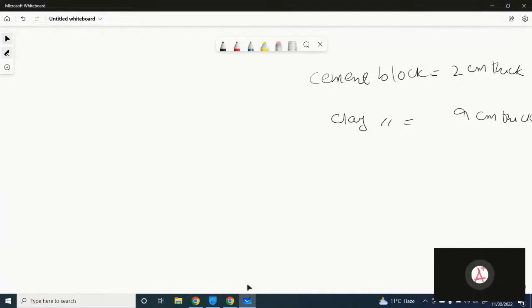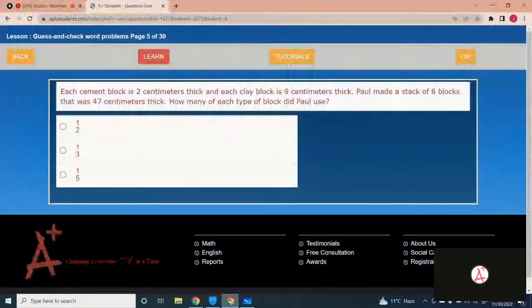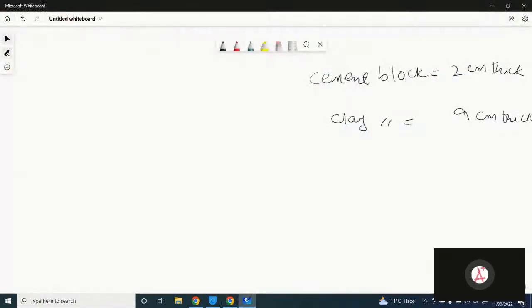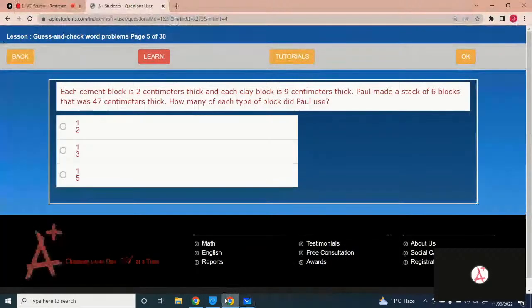Okay, so Paul made a stack of 6 blocks that was 47 centimeters thick. Okay, 6 blocks, and how thick is it? 47 centimeters thick. So you are given 6 blocks. See which of the sums makes 6. 2 plus 1 is 3. 3 plus 1 is 4. That means this is the correct option.